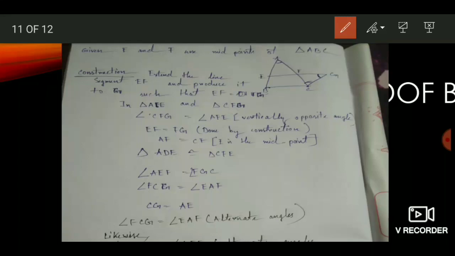Now after proving that these triangles are congruent, what can we say? That all the angles as well as all the sides of both the triangles are congruent. Here I have written only that this triangle and this triangle are congruent. Next, that is AEF. What is AEF? This angle and this angle, that is FGC, are equal, because we have proved that these are congruent triangles.